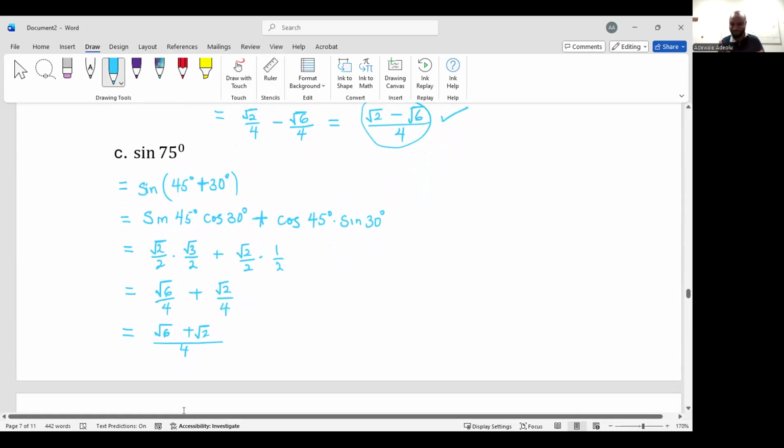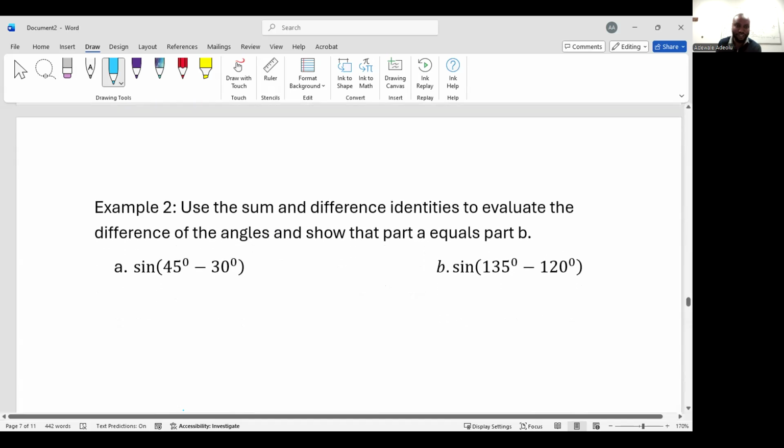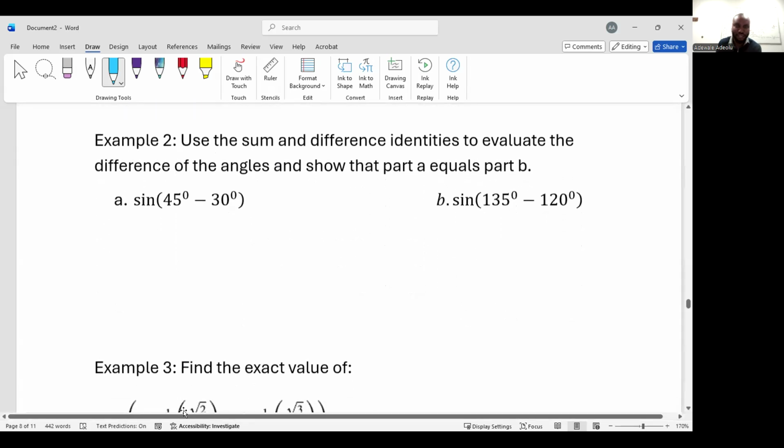Now you see, we have increased the angles we can find. Even though we cannot find 75 degrees directly from our unit circle, we still have a way to get to that. Okay.